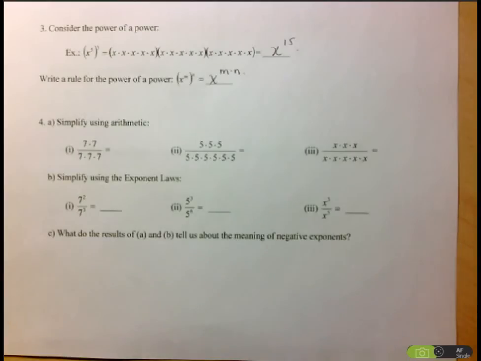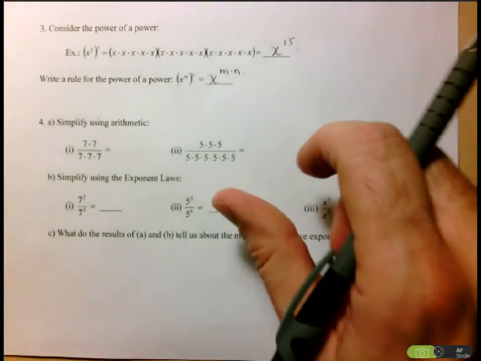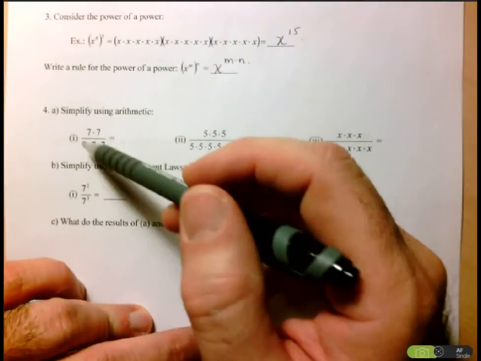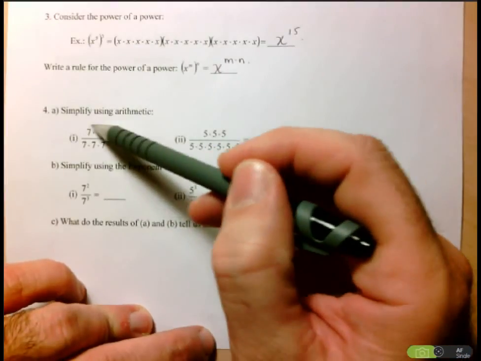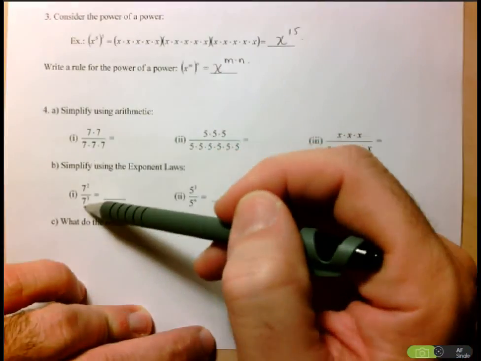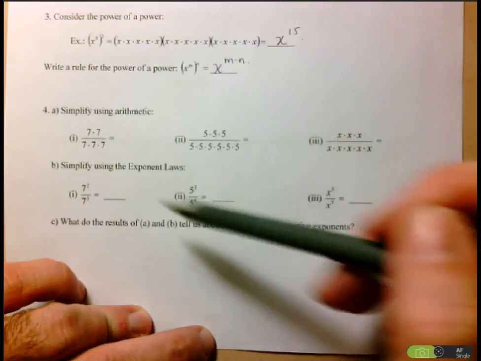Hi folks, this is part 2 of the exponents investigation. So here we're going to try to figure out what's going on with negative exponents. First thing I'd like you to notice, or hopefully you notice, is that these two expressions in part A and in part B, for each one of them, are actually the same.